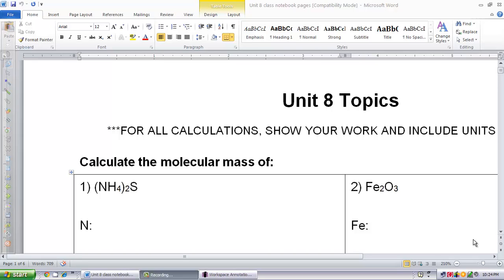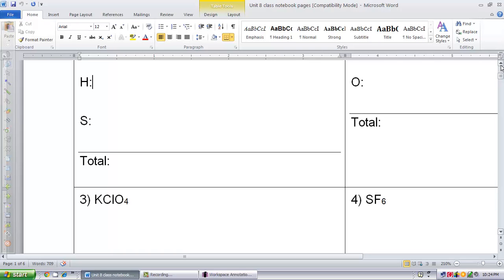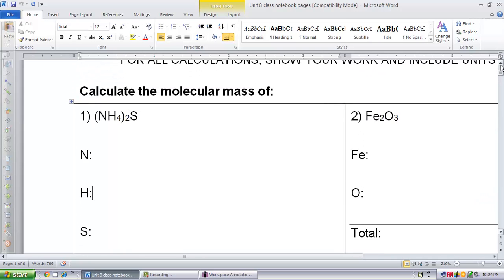Okay, today we're going to be talking about molecular mass and how to use it to convert between grams and moles. And also we'll do a little bit with percent composition. So let's start with molecular mass. This is Unit 8, and these are some sample problems that we did in class. And the first one we'll do is right here, ammonium sulfide.